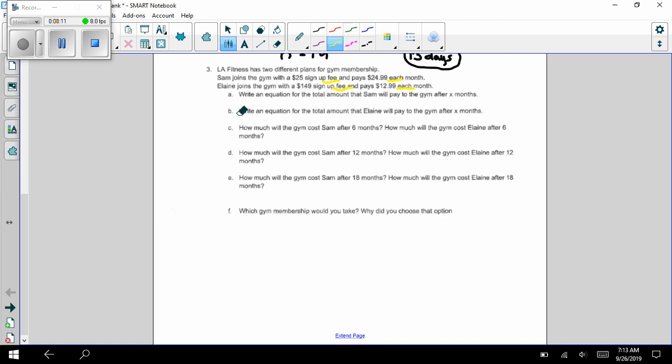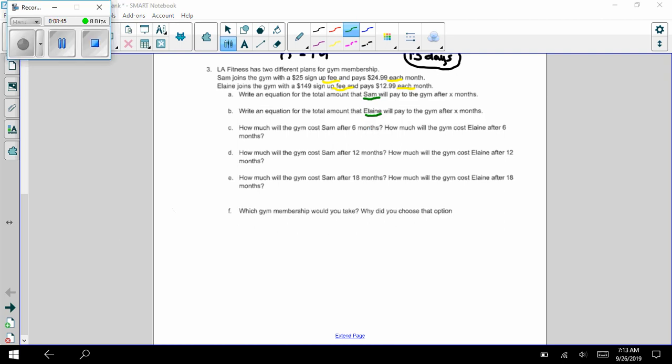Letter A says, write an equation for the total amount that Sam will pay to the gym after X months. And B says, write an equation for the total amount that Elaine will pay to the gym after X months. So in word problems, it's really, really important to identify what the question is asking. I would hate for you to go through all this work and accidentally write the equation for Elaine when they're asking for Sam and vice versa. So a big key for word problems is to underline important names and keywords.